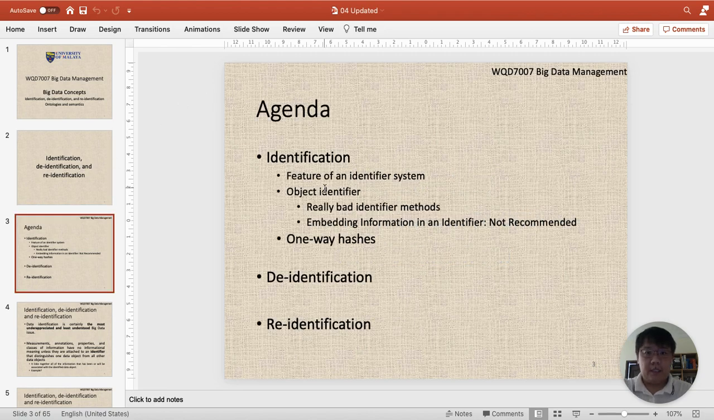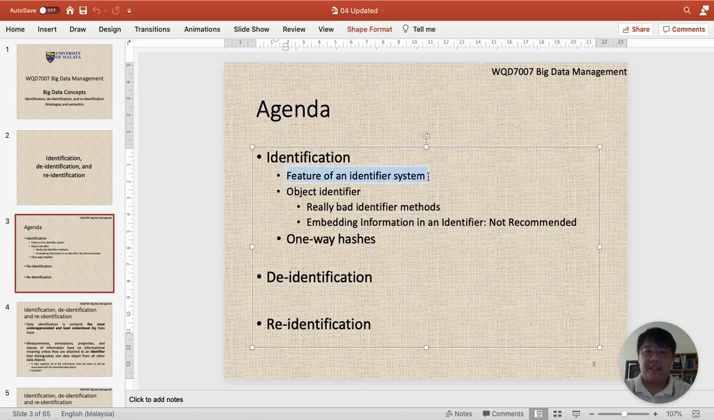It starts with features of an identifier system and then object identifier. And when you are designing an object identifier, there are situations where there are really bad identifier methods. So embedding information in an identifier is not recommended. Okay, we can give you some examples, for example, your ID, your matric ID.